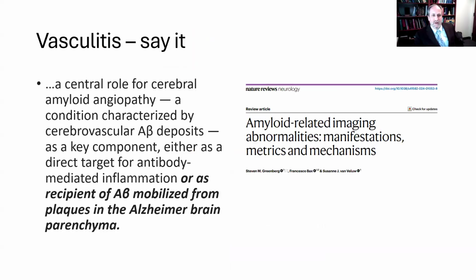This is a recent review by an extraordinarily prolific scholar in cerebral amyloid angiopathy, and they spell it out. Cerebral amyloid angiopathy is a condition characterized by vascular A beta deposits, and is ARIA the manifestation of direct target for antibody-mediated inflammation? So antibody-mediated targeting of the cerebral vasculature, that's vasculitis by any other name. And so I think that as pathologists, we shouldn't shy away from that term.